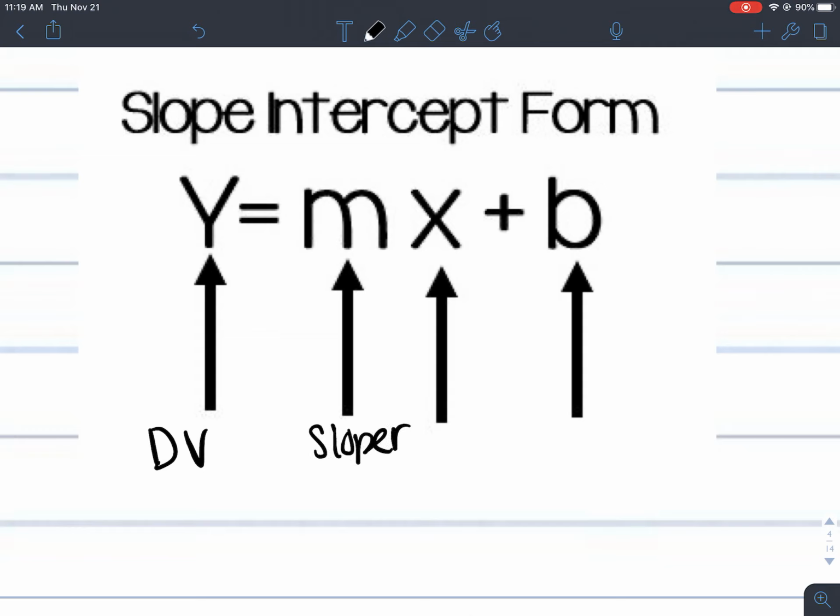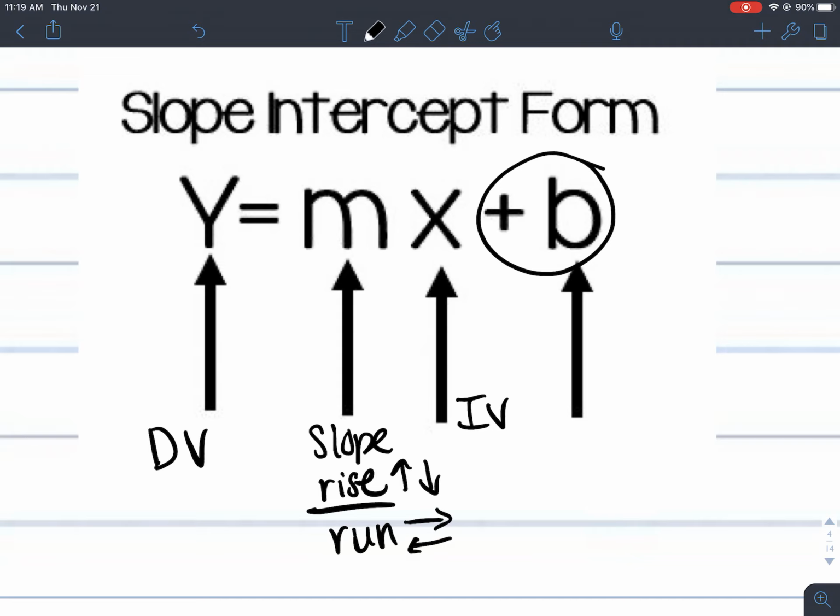And the way that we talk about the slope is rise over run. So if the numerator is positive, we're going to go up. If it's negative, we go down. The denominator, if it's positive, we go to the right. If it's negative, we go to the left. Our x is our independent variable. And this whole part here is your y-intercept. So that's actually where we're going to start. It is on the y-axis.